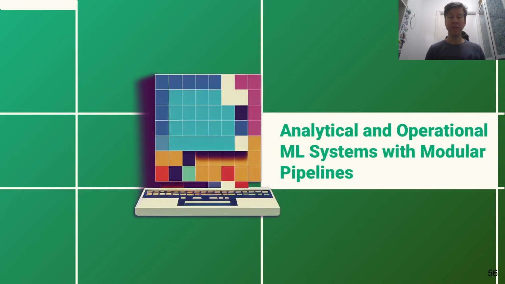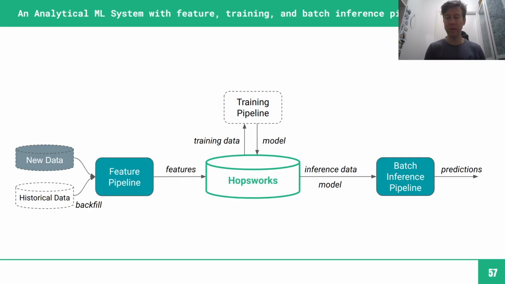Now, if we put these different pipelines together, we get systems for machine learning. Typically we call them analytical machine learning systems, that means a batch machine learning system, and operational machine learning systems, these are the online machine learning systems. We put them together with our different modular pipelines. So the batch system, the analytical machine learning system, will have a feature pipeline, a training pipeline, and a batch inference pipeline.